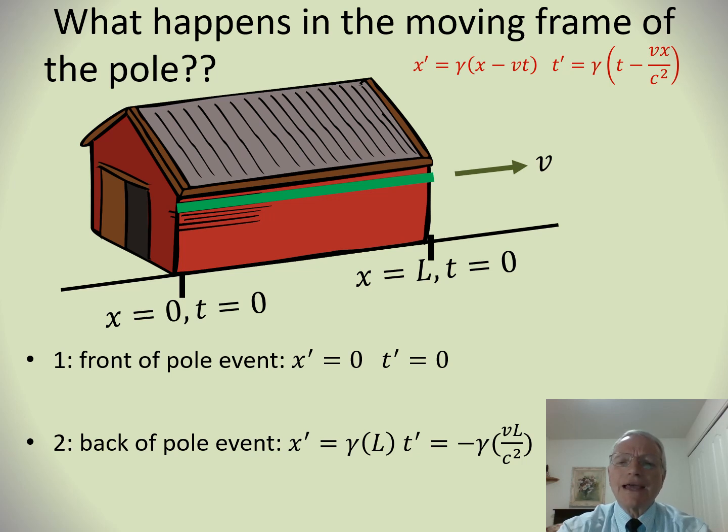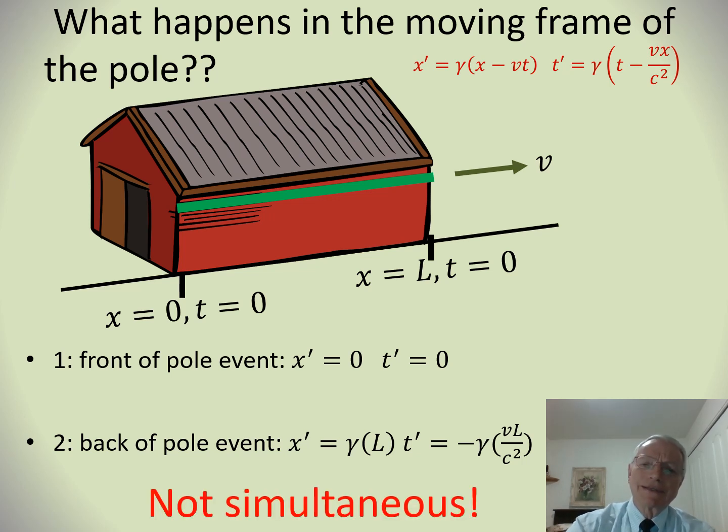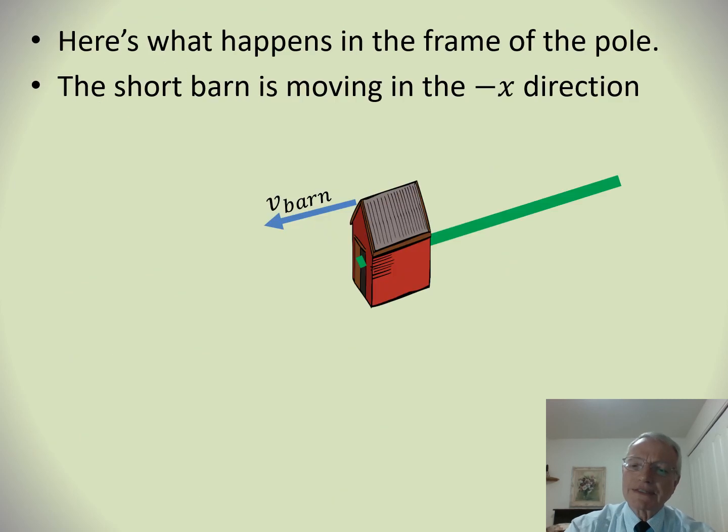That means that the primed times of these two events, t prime 1 is 0 and t prime for the second one is actually earlier in time. It's a negative time. It happened before the left edge of the pole hit the left edge of the barn. What the heck does this mean? Well, it means that events that are simultaneous in one frame are not simultaneous in another. You saw that in the video last time. The formulas, the Lorentz transformation formulas, predict this.